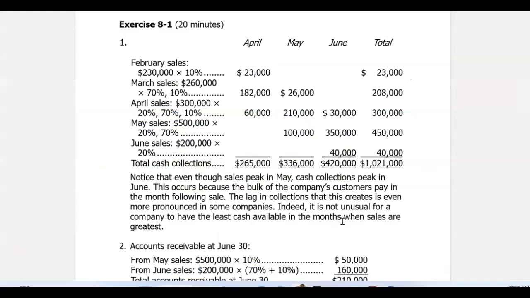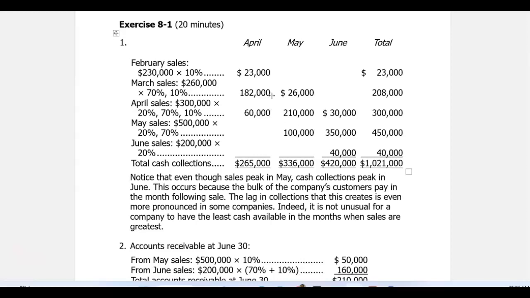Okay, I have the solution for you here. Remember, in February, 10% of it will be collected. So $23,000 of February sales will be collected in April, 2 months later. In March, whatever you sold, 70% will be collected in April and 10% the month after. In April, whatever you sell, normally you collect 20% right away, 70% in May, and 10% in June.